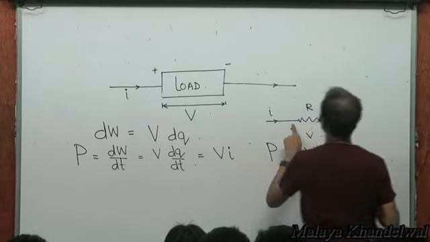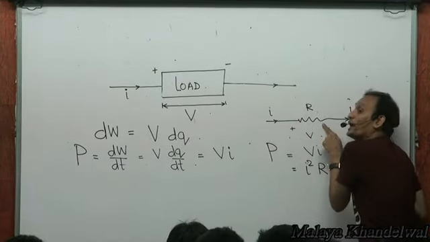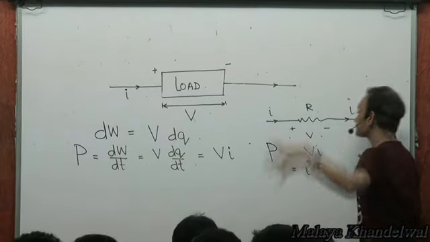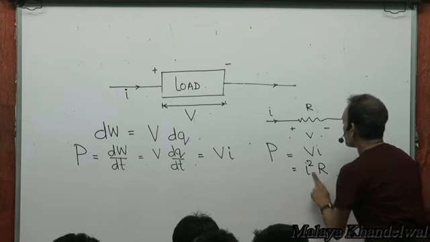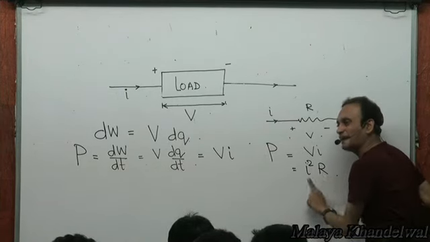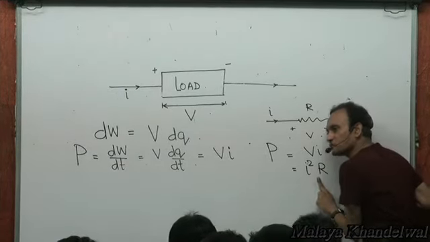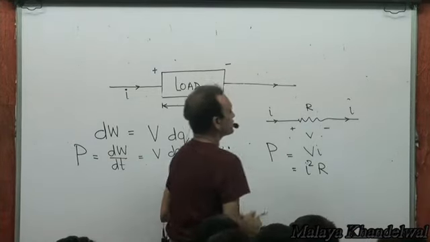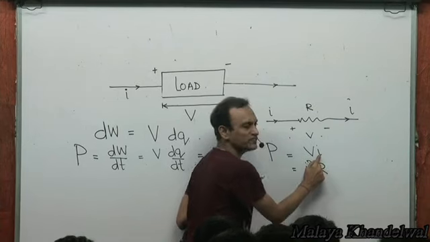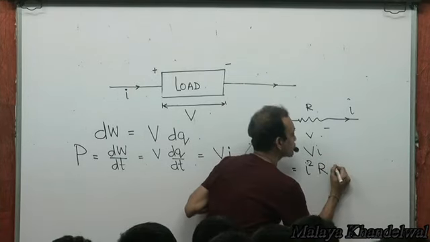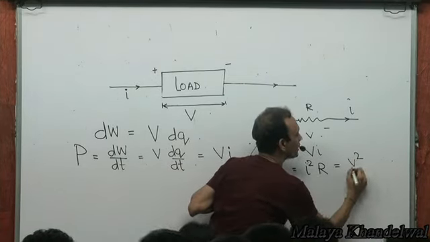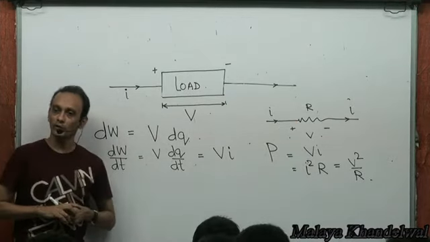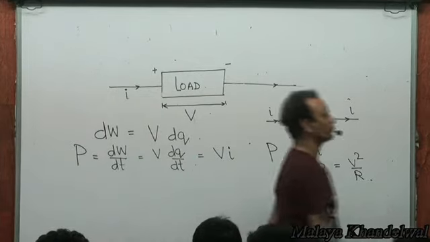The charges, when they flow from here to here, collide with the molecules, resulting in this dissipation of heat. So this is the typical joule heating that is available across a resistance, the I squared R, right? Which could also be written as, see, I could write I as V by R. So this could also be written as V squared by R. Right?